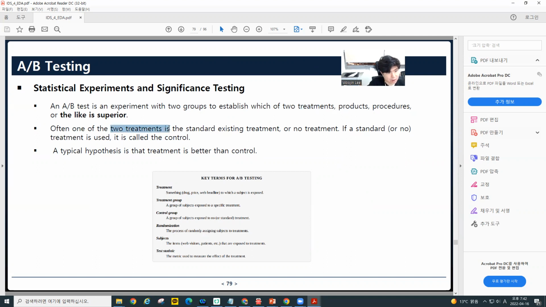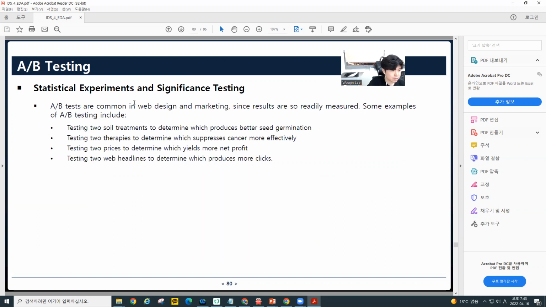Often we have two treatments. One is the standard one, and one is the one that we want to test. If the standard is that no treatment is used, it is called a control. The typical hypothesis we make is that the treatment we have applied is better than the control. These are examples of A-B tests that are very frequently done in web design and marketing.